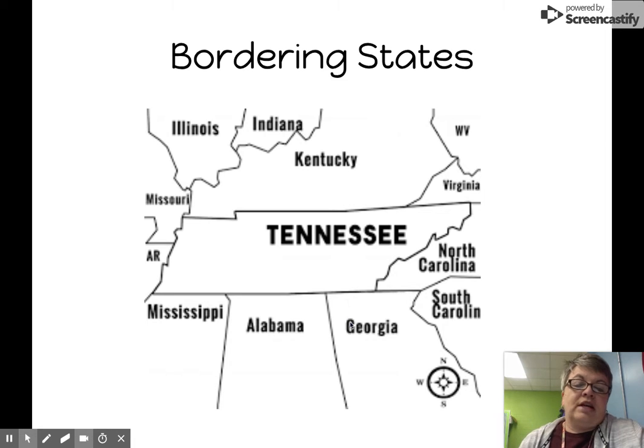Only one other state borders 8 states. See if you can find out what it is. Let me know if you can find it out. I'm not going to tell you. I'm going to leave that up to you. So Tennessee is bordered by 8 states.